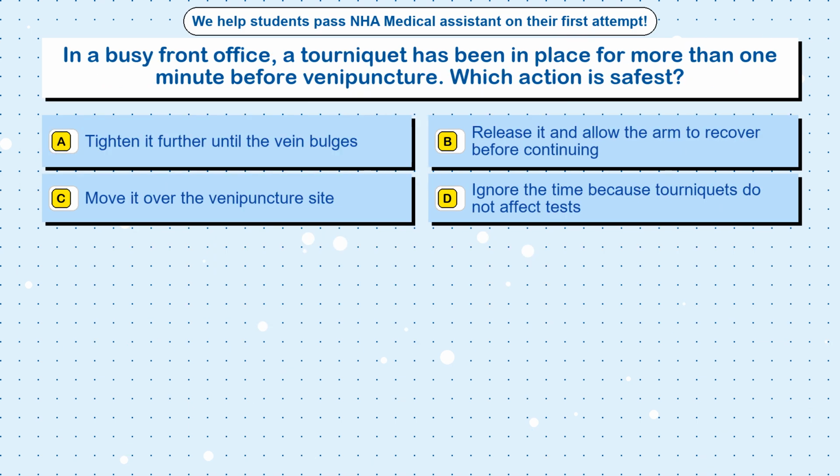Question 88. In a busy front office, a tourniquet has been in place for more than 1 minute before venipuncture. Which action is safest? Option A, tighten it further until the vein bulges. Option B, release it and allow the arm to recover before continuing. Option C, move it over the venipuncture site. Option D, ignore the time because tourniquets do not affect tests.